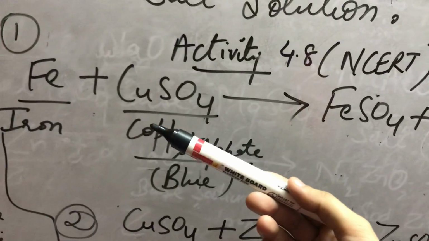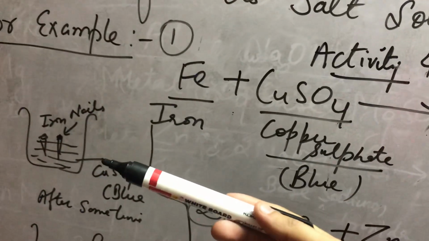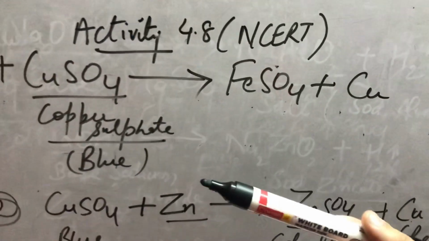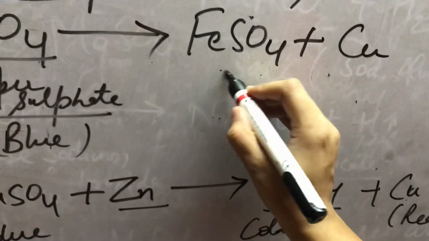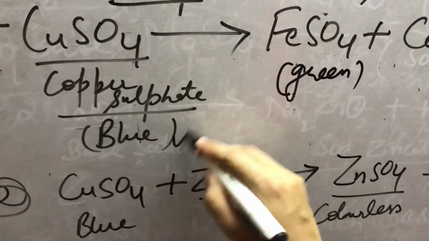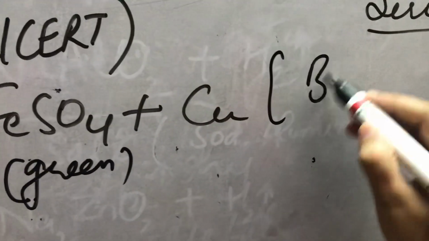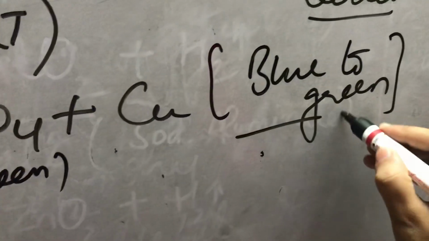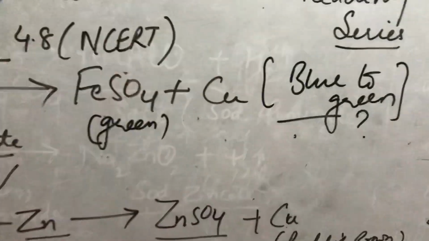Iron plus copper sulfate. कॉपर सल्फेट के सोल्यूशन में हमने क्या ऐड किया था? आयरन नेल्स ऐड किए थे. तो हमारे सोल्यूशन का कलर, जो फेरस सल्फेट का कलर क्या होता है? दैट इज ऑफ ग्रीन कलर. जो हमारा सोल्यूशन पहले ब्लू कलर का था, the color change is observed, the blue color is changing to green color. But why does this change occur? Why is this change there?